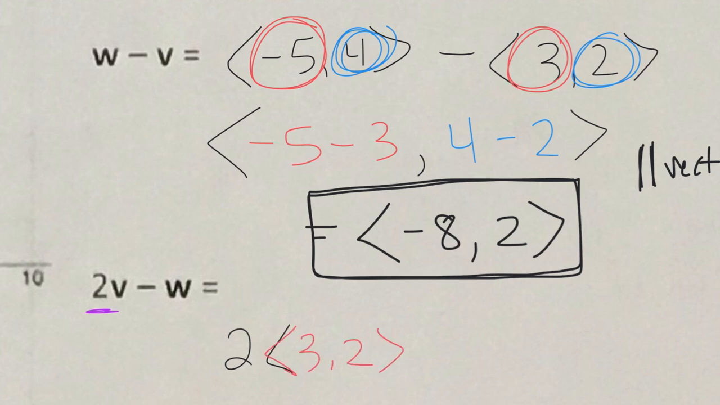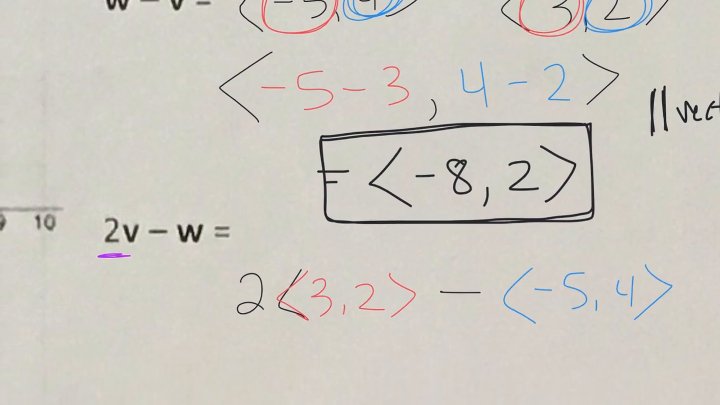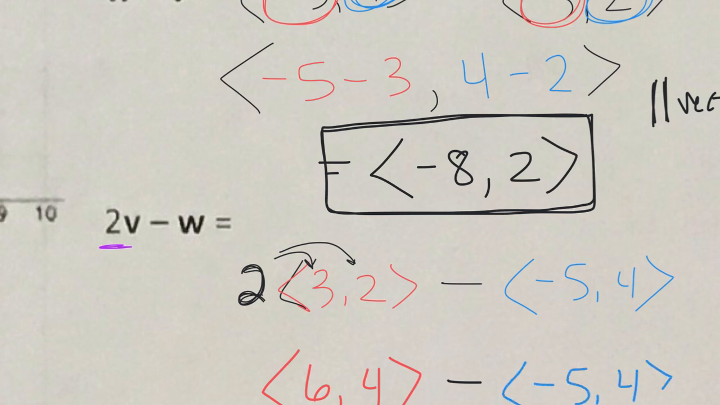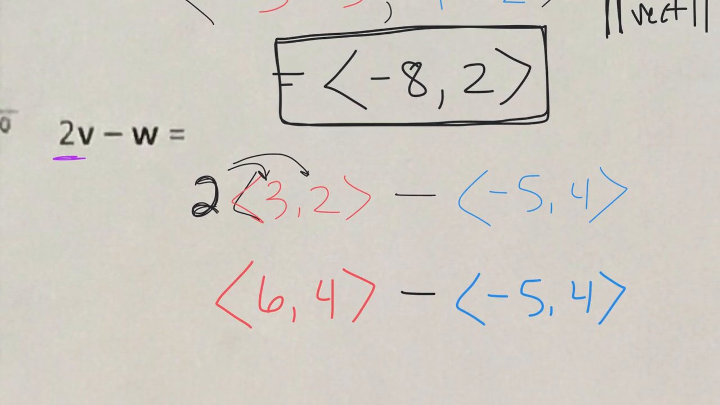And then we're going to minus w, which was negative 5, 4. Okay, so this is a scalar multiplication. We're going to multiply. It's the same thing really as parentheses, just distributing. So this vector is twice as long as the v vector. So in other words, 6, comma 4 is double the v vector minus negative 5, 4. Okay, so let's do this one.